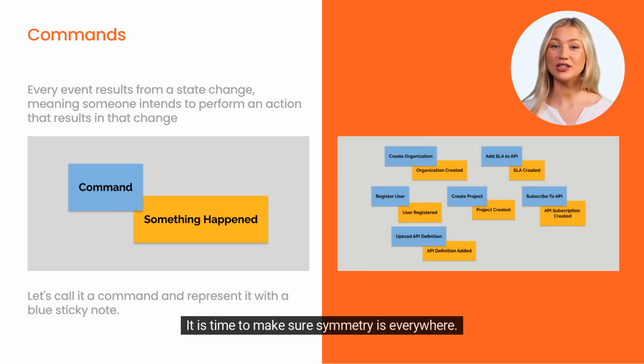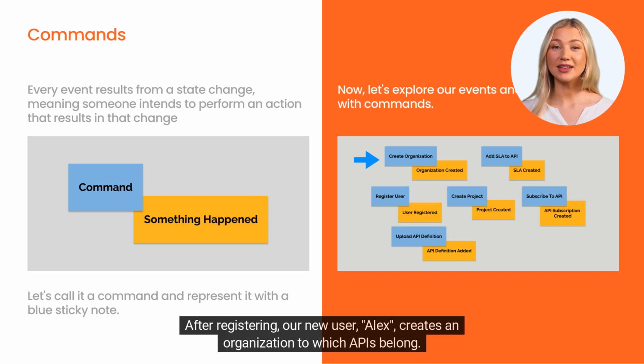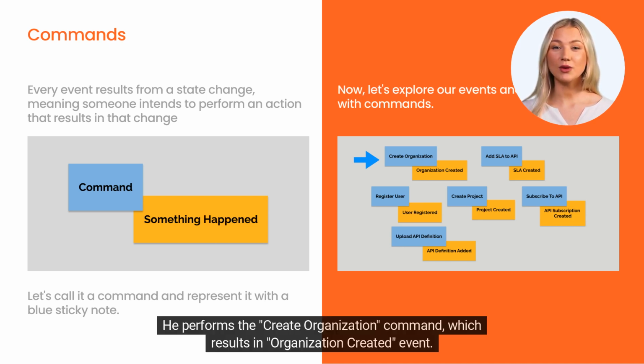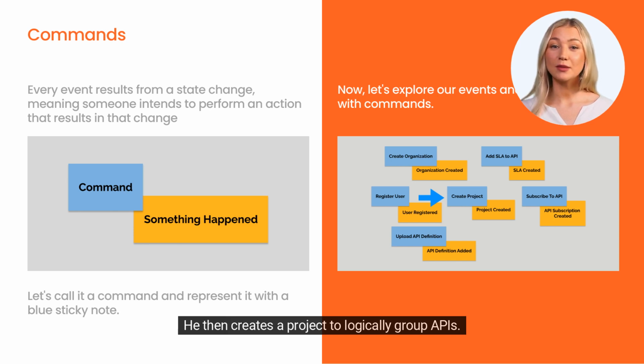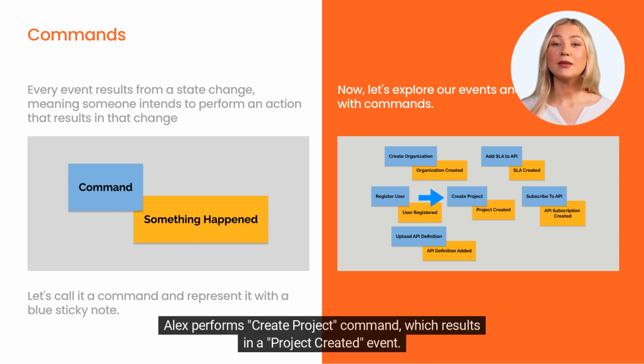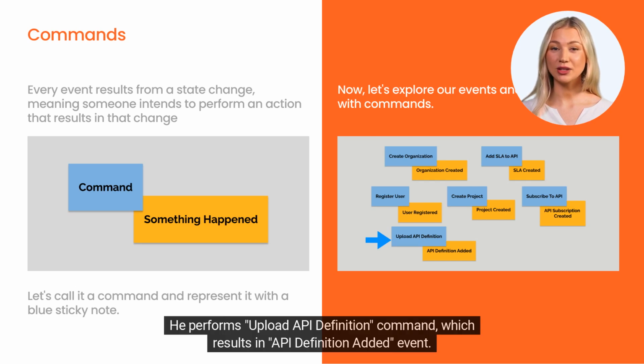It is time to make sure symmetry is everywhere. After registering, our new user, Alex, creates an organization to which the API belongs. He performs the create organization command, which results in an organization created event. He then creates a project to logically group the API. Alex performs the create project command, which results in a project created event. Alex then decides to upload his first API definition. He performs the upload API definition command, which results in an API definition added event.